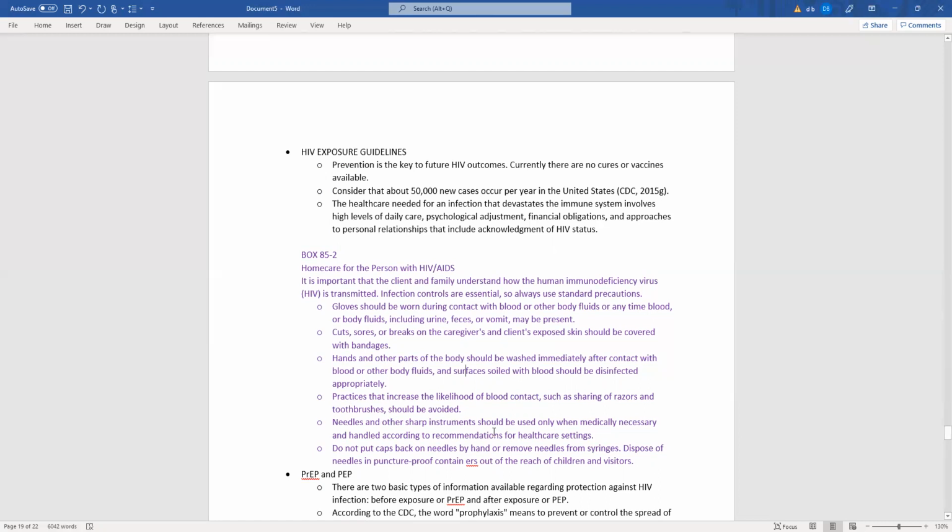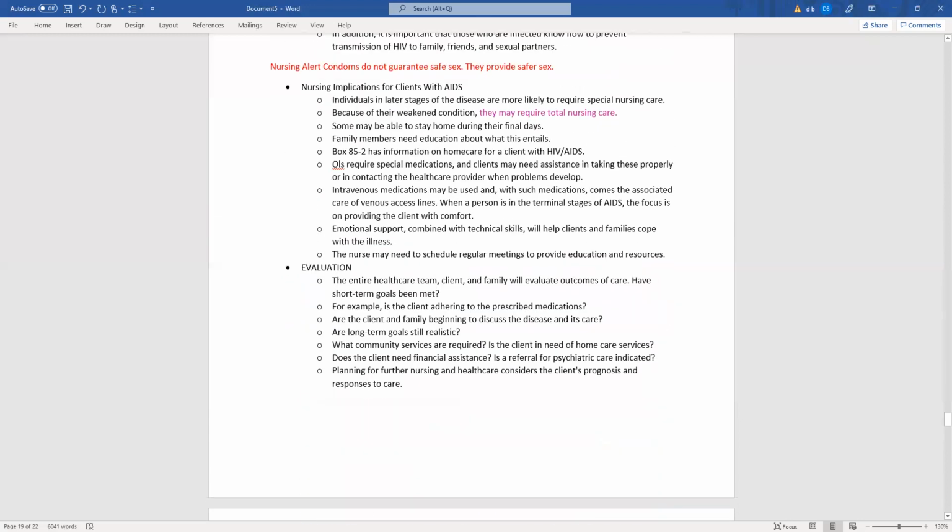Needles and other sharp instruments should be used only when medically necessary and handled according to recommendations for health care settings. That's why a lot of needle users get it. Do not put caps back on needles. Just throw the syringe away. Do not put caps back on needles by hand or remove the needle from the syringe. Dispose of needles in puncture-proof containers out of reach of children and visitors.